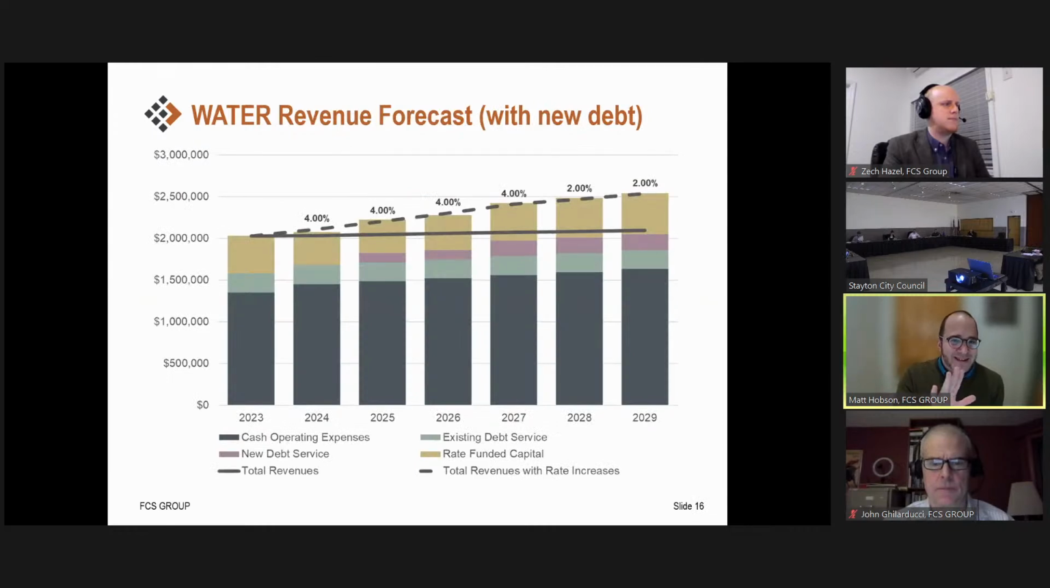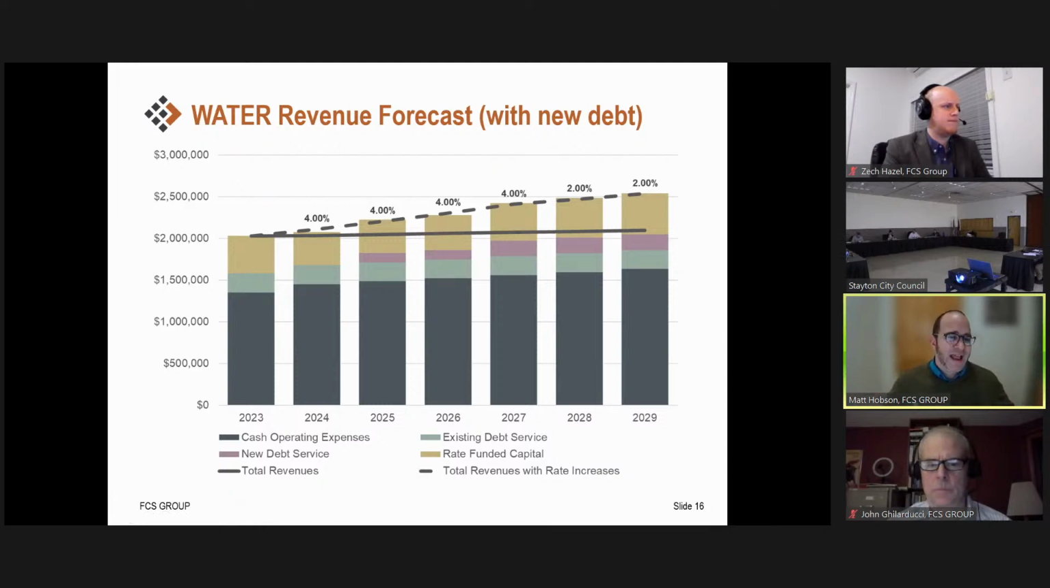So this is the second scenario for water, and it assumes some new debt, approximately $2 million in general obligation bonds over the lifetime of the forecast to offset some of the cost of the capital program. Most of the capital would still be funded by rates. In this case, though, $2 million of that capital program would be funded by new debt. The new debt is programmed to occur at one issue in 2025, and then a second issue in 2027.